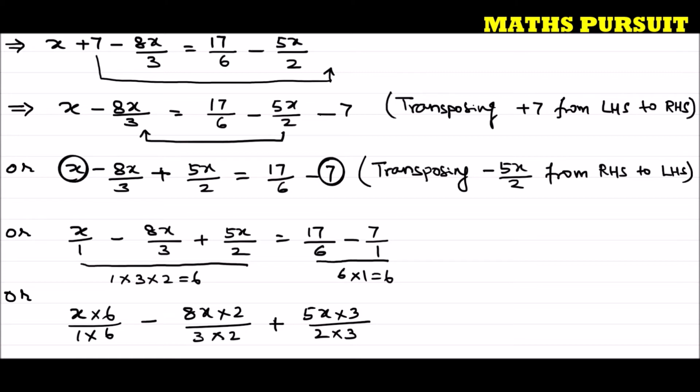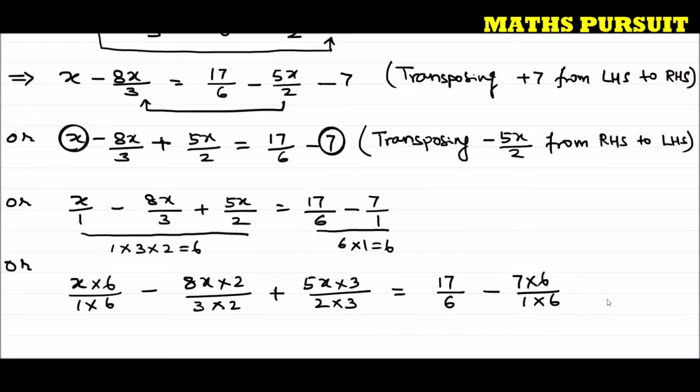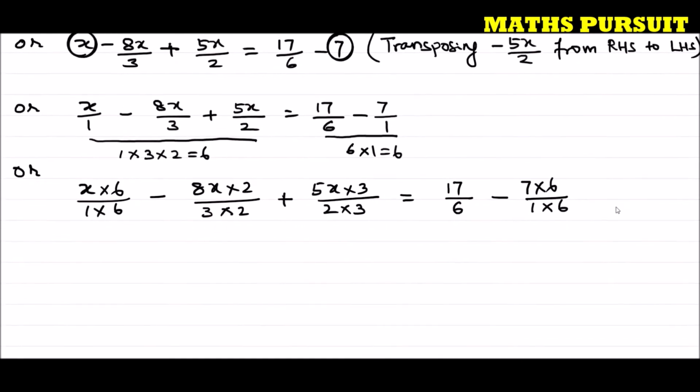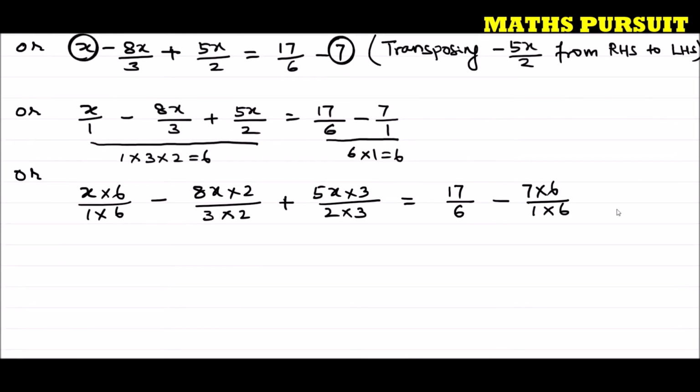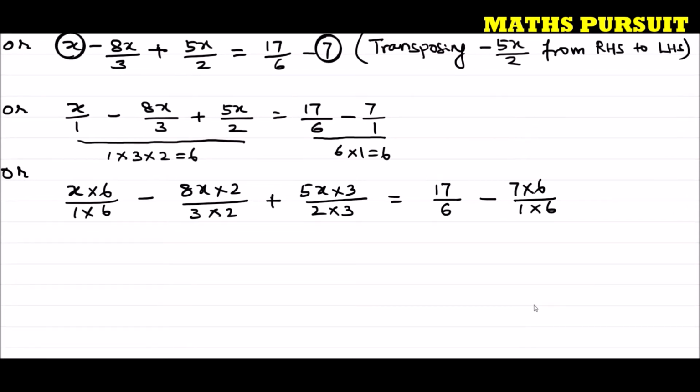Or that is equal to, I can write 17 upon 6, because we have already here 6 in the denominator, minus 7 into 6 divided by 1 into 6, because we need to multiply 6 to the denominator on the right hand side for 7 upon 1 to make it 7 upon 6, or make the denominator 6. So I am multiplying 6 to the numerator as well as 6 to the denominator. Hope guys I am very clear till here.